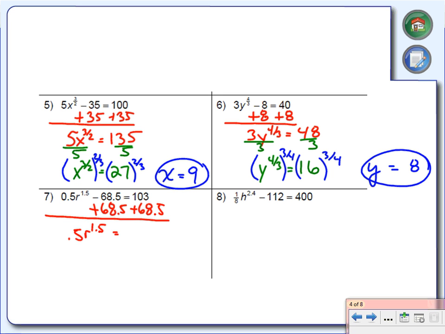So let's see, 103 plus 68.5 would be how much? 171.5. Now we're going to go ahead and divide by 0.5. So 171.5 divided by 0.5 is 343. Now, Mason made the suggestion that since we're going to need the reciprocal here in a second, let's go ahead and convert 1.5 into a fraction.